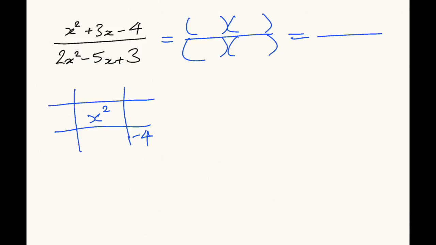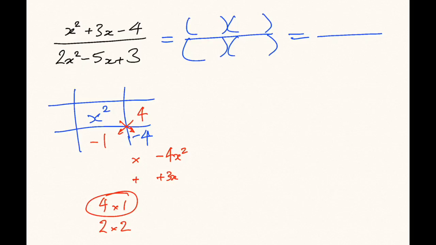This method works because the product of both diagonals is the same. So in this case, negative 4x squared. And we know when we add them together we're going to get plus 3x. So what we would do then is look at what are the factors of 4? The factors of 4 can be 4 and 1, or it could be 2 and 2. From that we can see the only way to sum to 3 is 4 minus 1, plus 3, which is what we were looking for, because we have to remember the x.